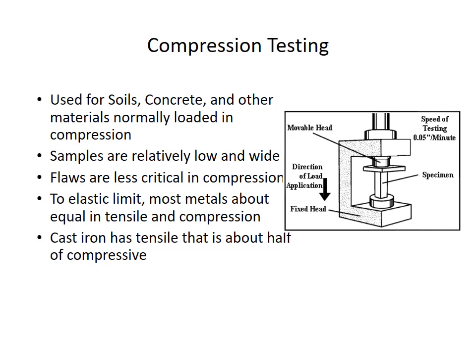The elastic limit for most metals is about equal in tension and compression. Cast iron has a tensile strength that is about half of the compressive strength. So this is what a test fixture would look like for compression testing. I used to work in concrete. We used to do a lot of compression testing because we needed to see how much of a load the concrete would take. So this is a general idea of a compression test.